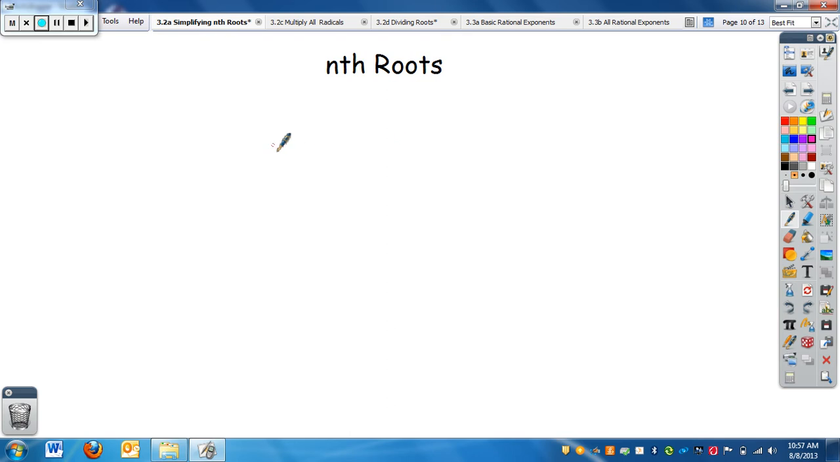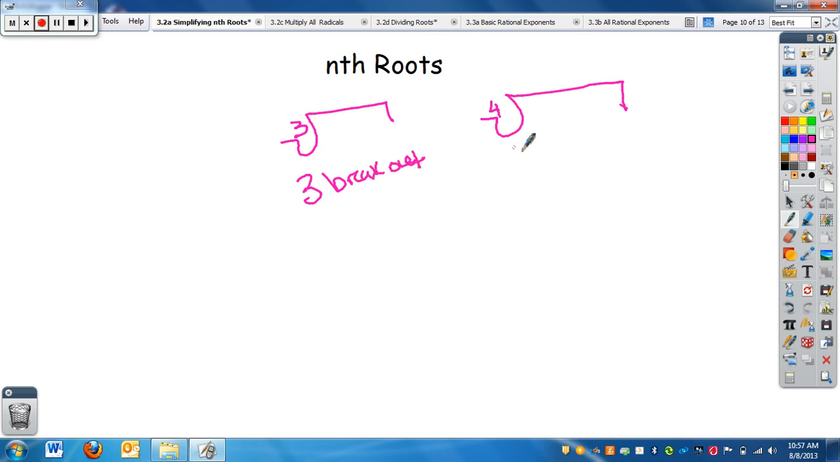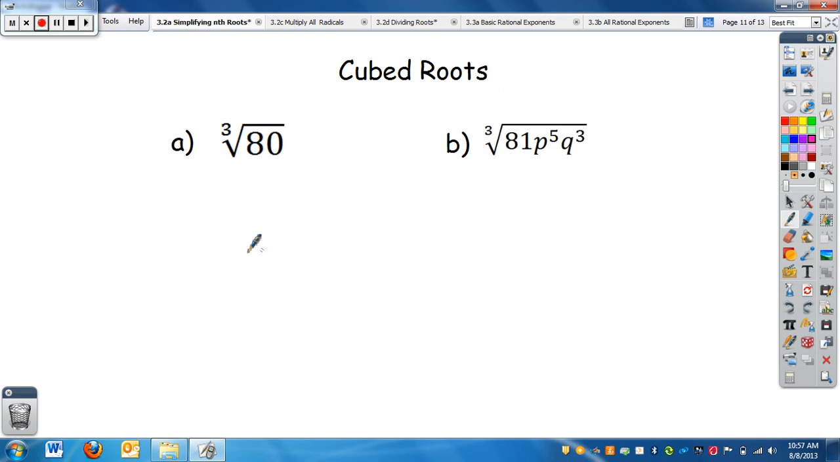Alright, so then we have something with nth roots. Besides square roots, we're going to deal with a cube root, which has the index of 3, and fourth root. It's kind of the same strategy as with square roots, but since the index is 3, we need 3 to break out. On this one, we need 4 to break out. Otherwise, the procedure is the same. We're still going to do factor trees. So let's do 2 cube roots, and we'll do 2 fourth roots, and then we'll be done.